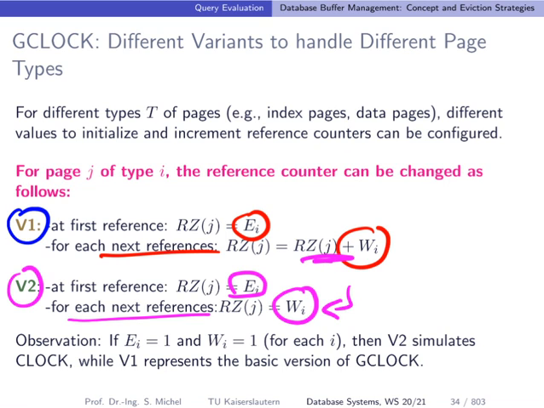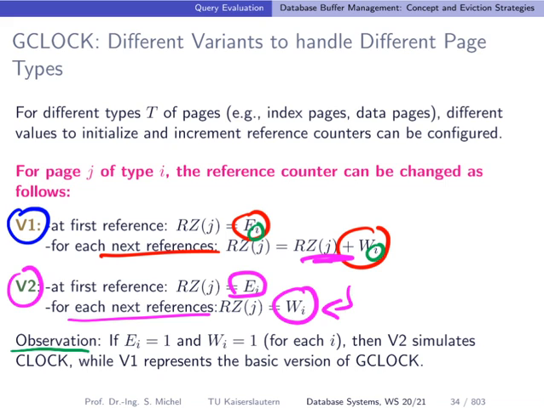Now you see the subscript i here, which is perhaps confusing. It just takes care of the fact that we might want different constants for different types of pages. For instance, pages belonging to a B-tree index, or simple data pages, and depending on one or the other, we might want a higher initial reference counter, or maybe go for version 1 or version 2.